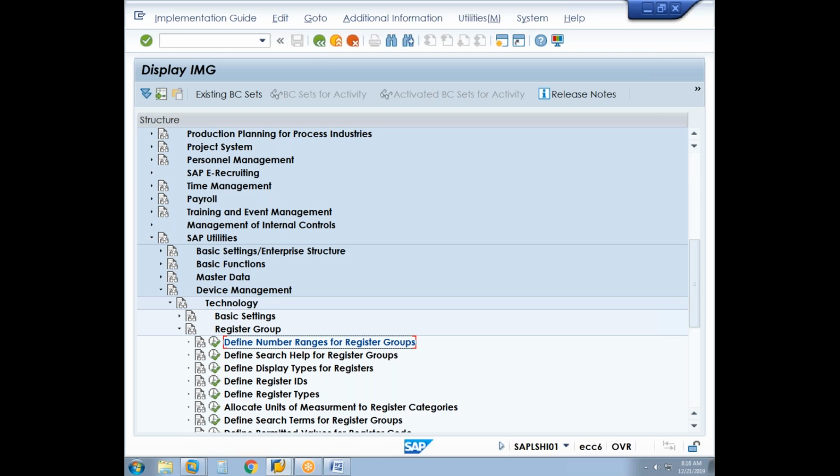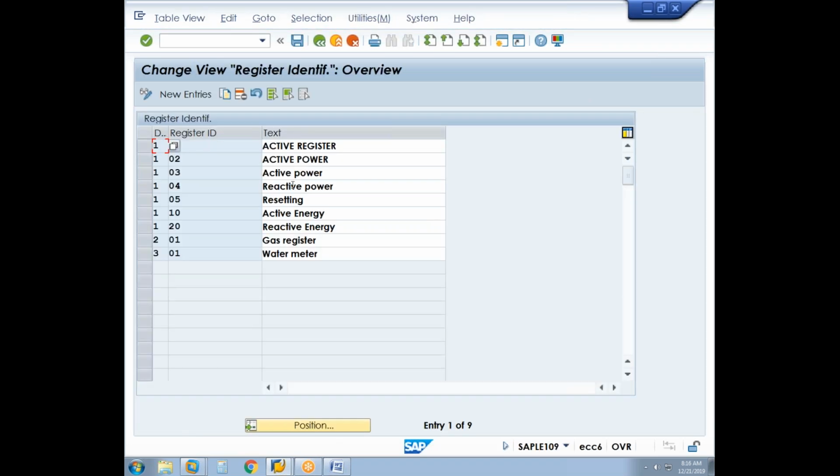This is division specific. Depending on the division, what is the ID for the register? Basically there are two types of registers. One is the active register, and then another is active power. If the register ID we enter as 01, it means, for our understanding purpose, active register. One more is the active power. But how will the system know it is only active and active power? We'll have one more field where we will say it is the active register.